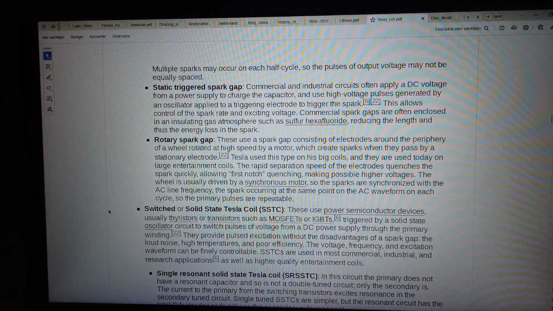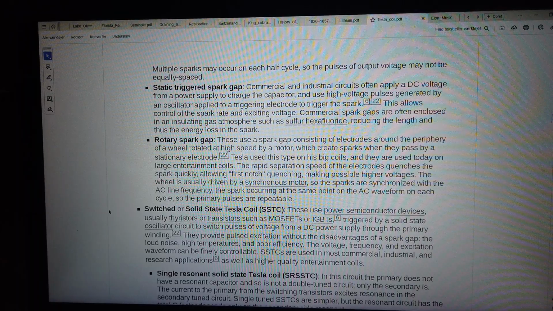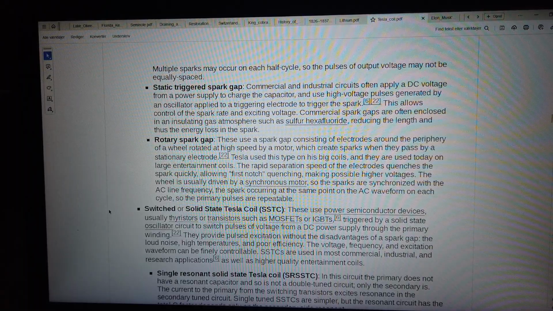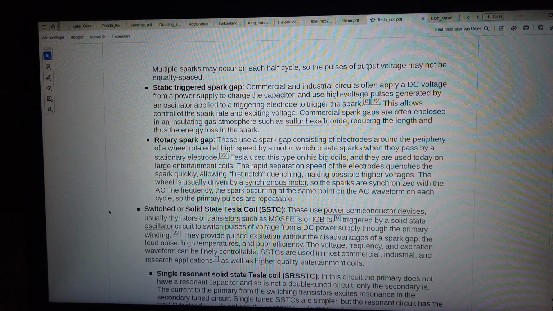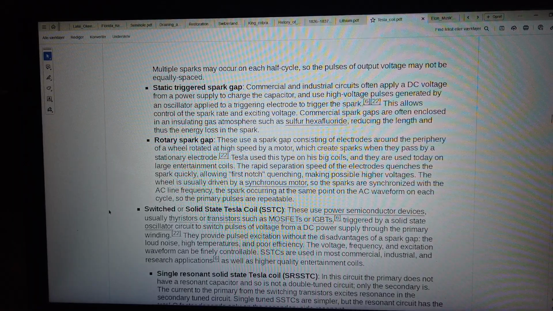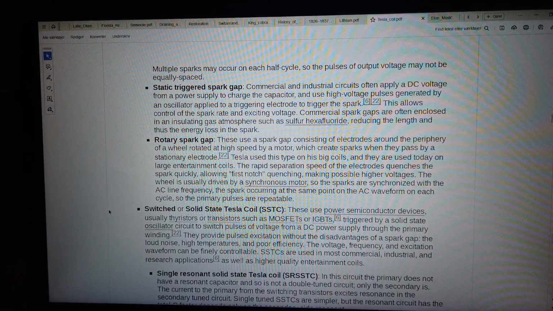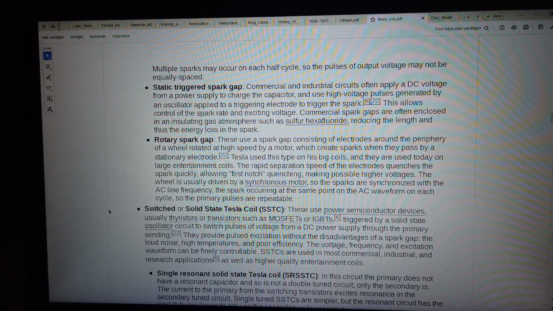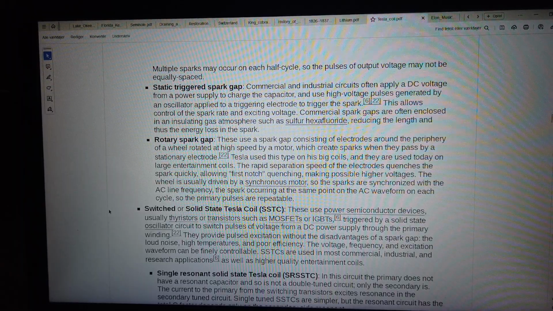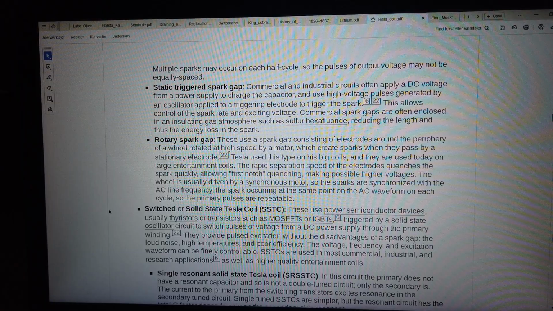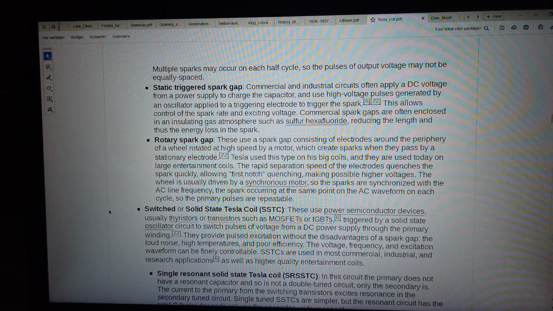Static triggered spark gap. Commercial and industrial circuits often apply a DC voltage from a power supply to charge the capacitor, and use high voltage pulses generated by an oscillator applied to a triggering electrode to trigger the spark. This allows control of the spark rate and exciting voltage. Commercial spark gaps are often enclosed in an insulating gas atmosphere such as sulfur hexafluoride, reducing the length and thus the energy loss in the spark.